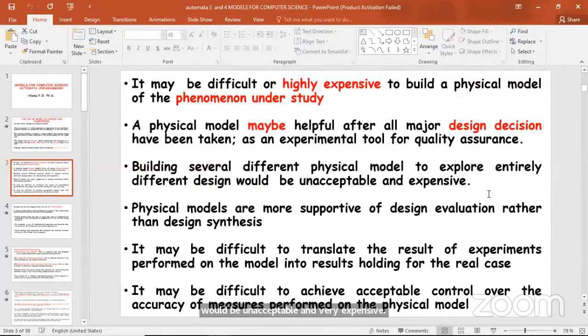Now, physical models are more supportive of design evaluation rather than design synthesis. So what is design evaluation? Design evaluation asks: will this work? Will this be okay? Can this carry the weight? That means after you have abstracted, you have done your modeling properly, then you now evaluate all those things that you have assumed in your model, by maybe some mathematical model or some other form of analysis, right? So once those things have been done, then the physical model can come in.